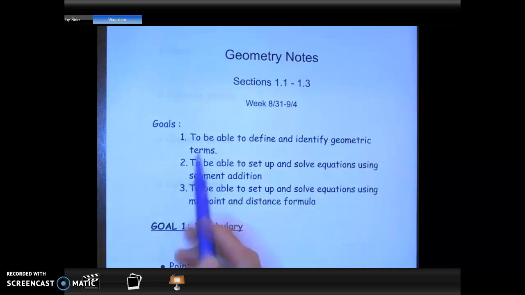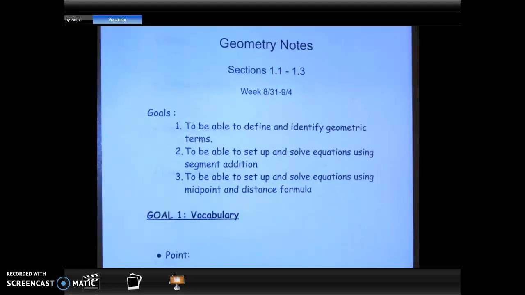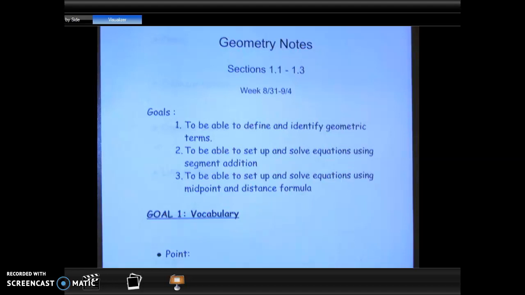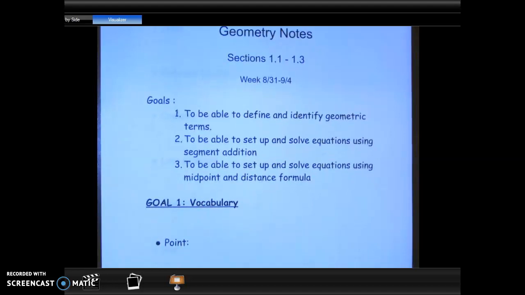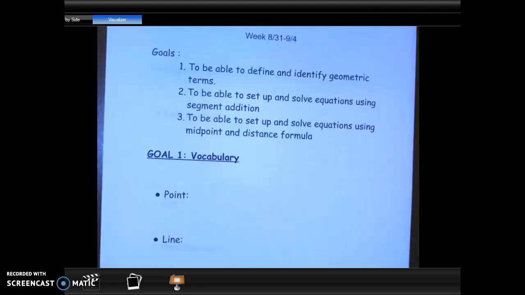So our 3 goals are to be able to define and identify geometric terms. We're going to be able to set up and solve equations using segment addition, and to be able to set up and solve equations using midpoint and distance formula. All right, so let's go ahead and start with goal number 1, being able to define and identify geometric terms.